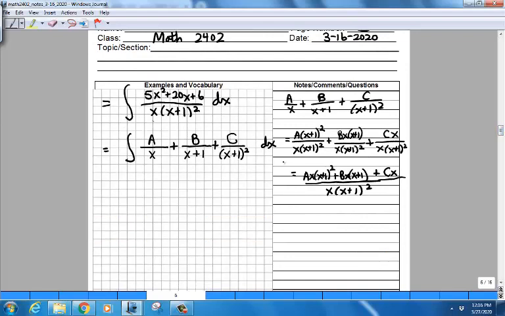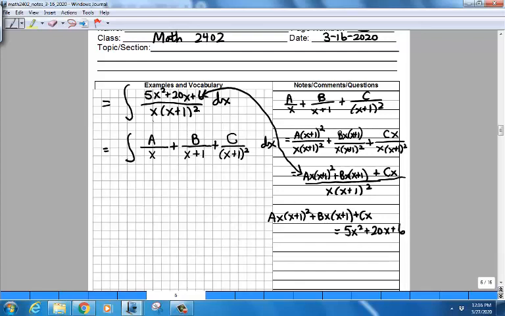But remember, this fraction has to come out to be the same as the original fraction, right? So, well, what's it going to take for those two fractions to be the same? Well, their denominators are the same, so that's no problem. But the tops, the numerators, also have to be the same. So that means a times x plus 1 squared, plus b times x plus 1, plus c times x, that has to come out to be equal to 5x squared plus 20x plus 6.